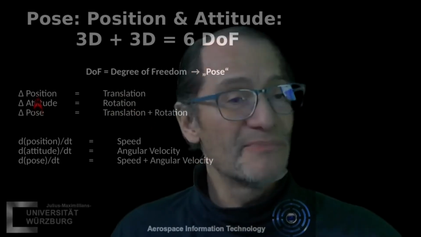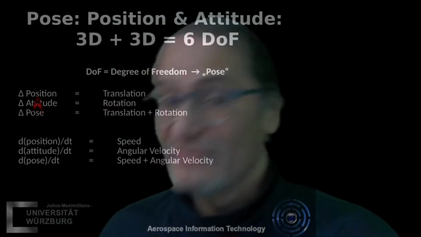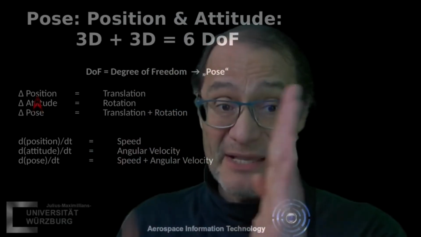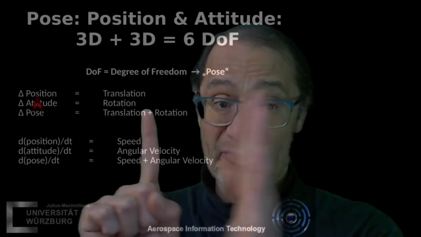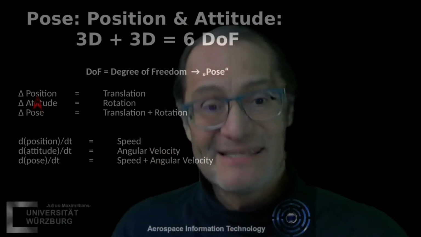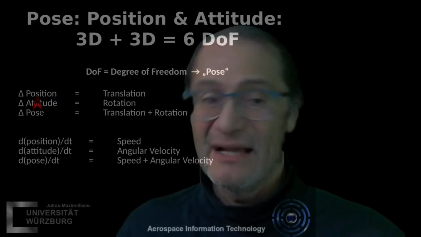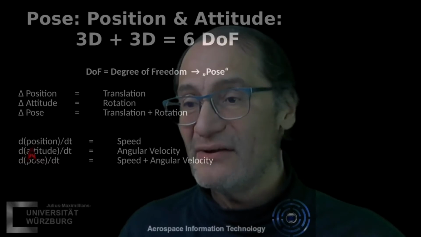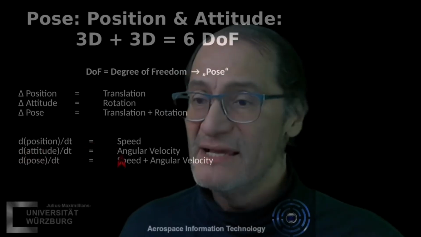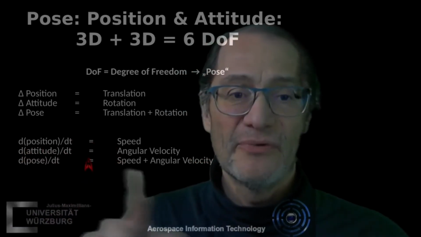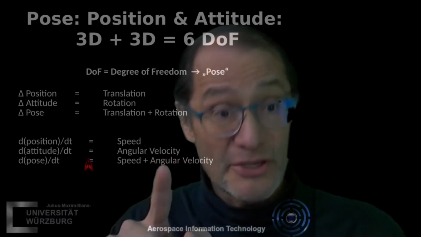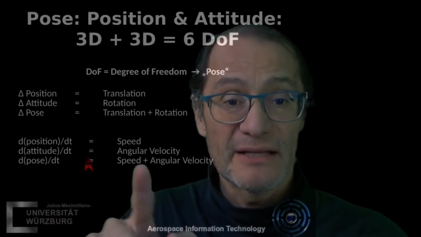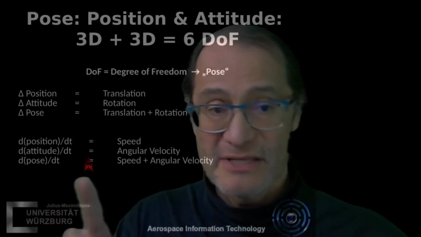Please do not confuse the delta with the speed. The delta is: I was here and now I am here, then the delta was this step from here to here. My speed is a function of time, and we are going to use differential equations. So the differential of my position will be my speed, the differential of my attitude will be my angular velocity or rotation rate, and the differential of my pose will be both together, my speed and angular velocity.